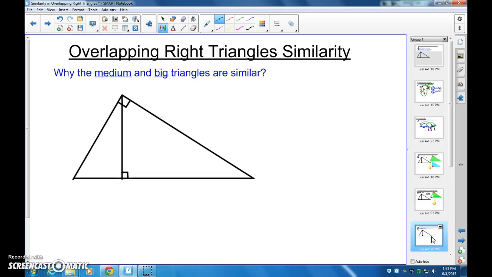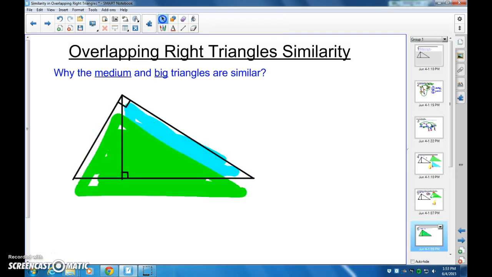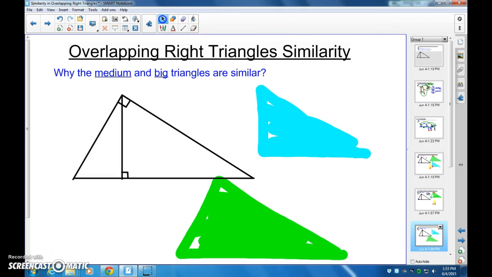Likewise, I'll show you why the medium and the big triangle are similar. I think you're already seeing the idea here. I have the blue and the big. And if I need to show that green is similar to blue, I'm going to peel them apart so you see it. We're looking for two angles. Right angle, right angle. Kind of connect it so you see it better.